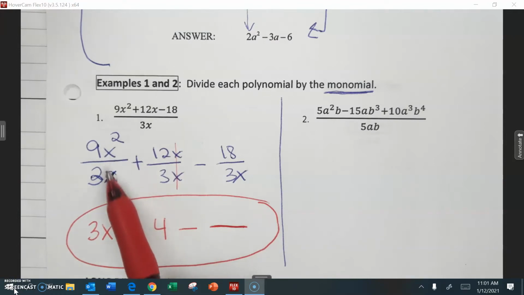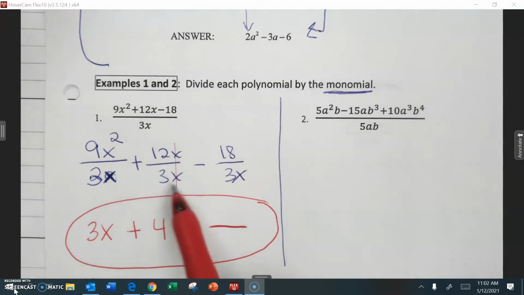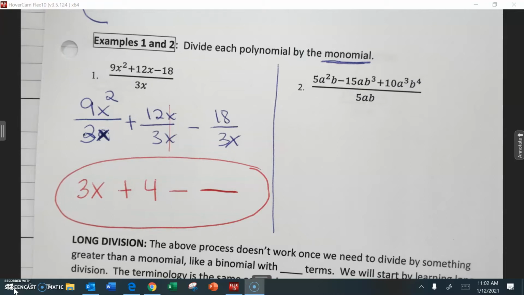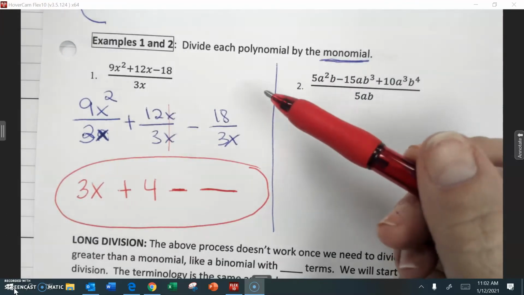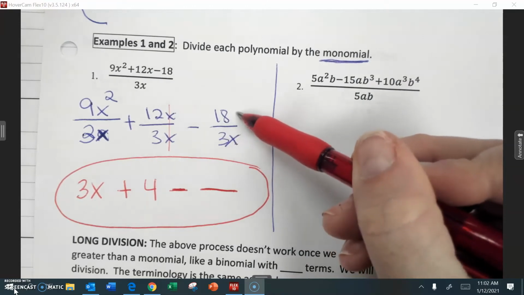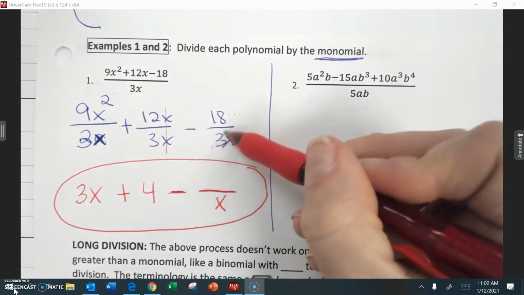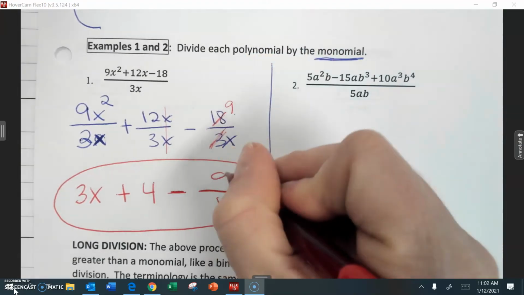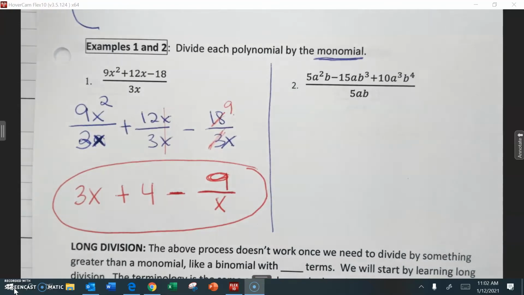Okay? 9x squared divided by 3x is 3x. Yes or no? Good there? Okay? 12x divided by 3x, I think you can see the x is canceled to 1. 12 divided by 3 is 4. Now the reason I don't have this part done is because this is where students typically mess up. Y'all, let me ask you a question. Where is this x? Denominator. Does it have anything to cancel with on top? So it's going to stay down there. Okay? And then 3 divided by 3 is 1. And 18 divided by 3 is 9. So that's where I'm getting this last term as minus 9 over x.